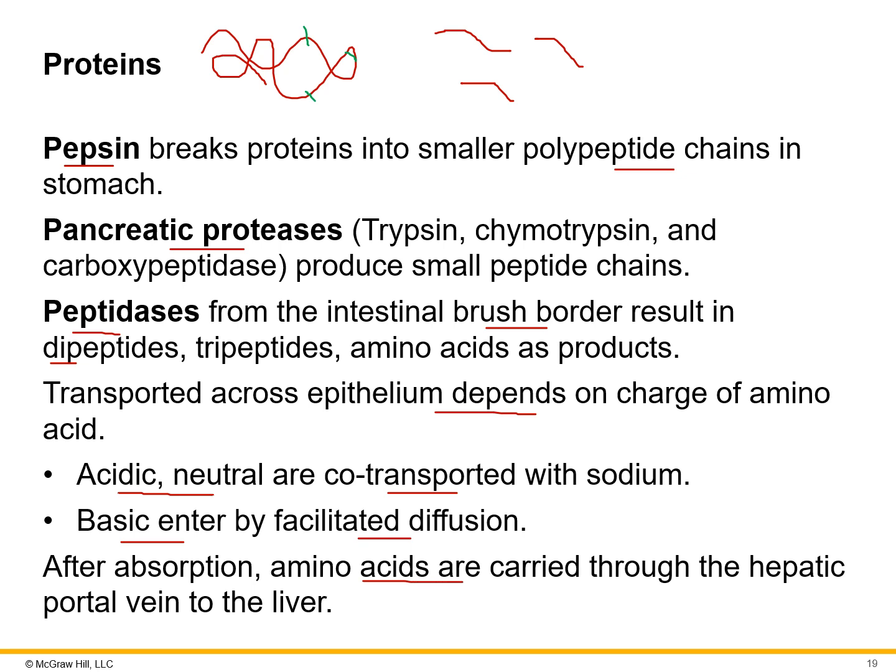Then after absorption, the amino acid goes through the hepatic portal vein to the liver and then ultimately into the cardiovascular system.